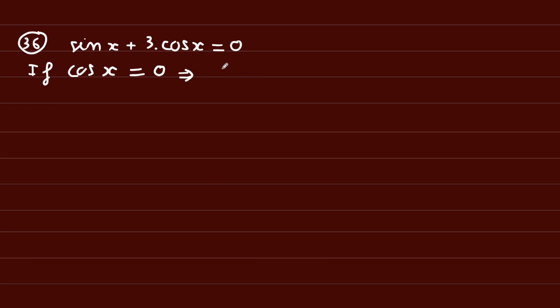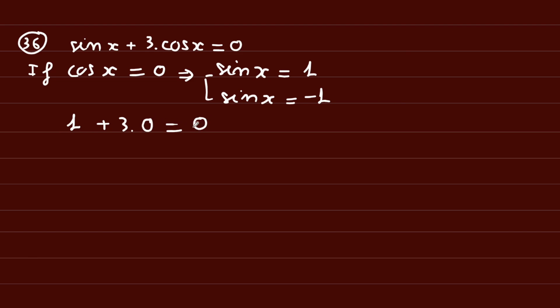If cos x equal to 0, it means sine x will be equal to 1 or sine x equal to negative 1. But in this equation, you can see that sine equal to 1, plus 3 times 0, equal to 0, this equation is not true. And how about sine equal to minus 1 plus 3 times 0 equal to 0? Of course, this also is not true.